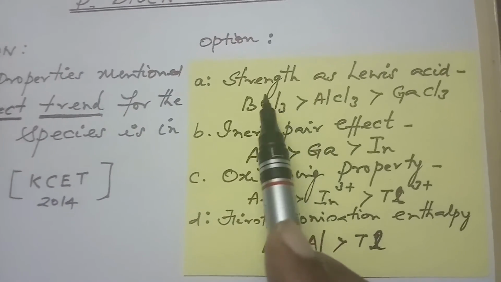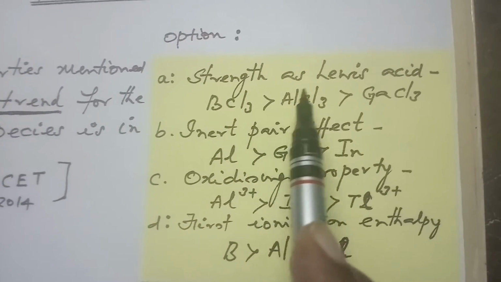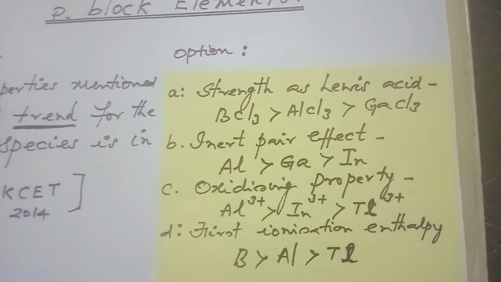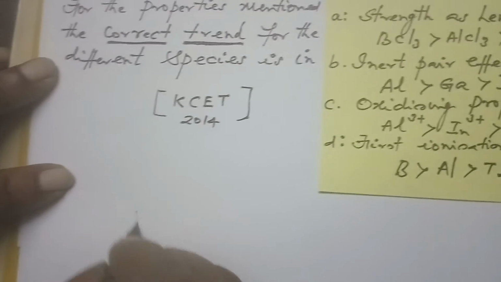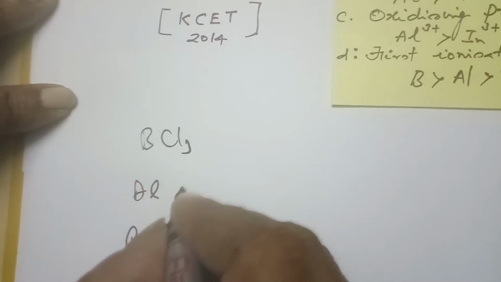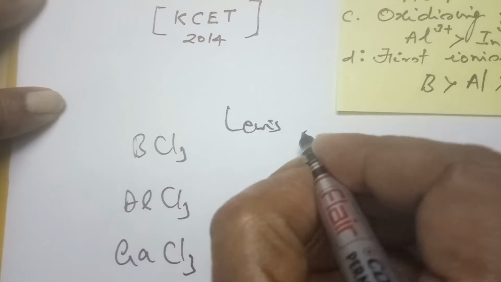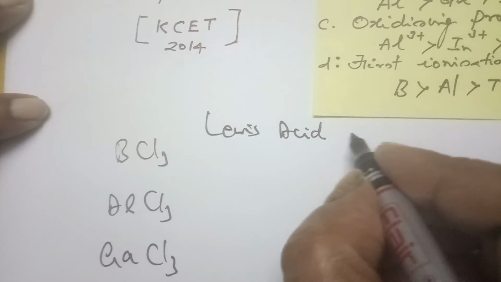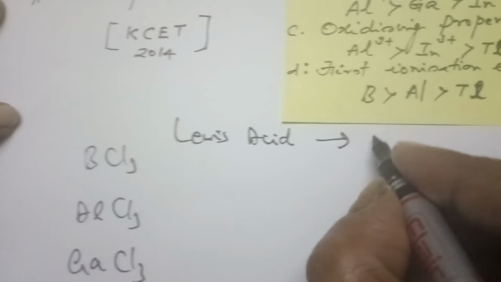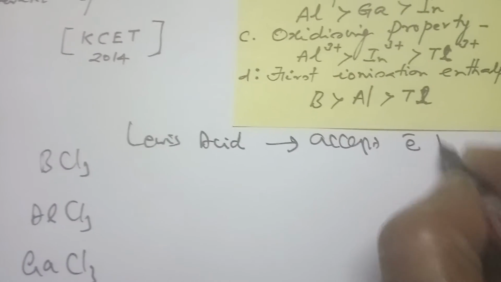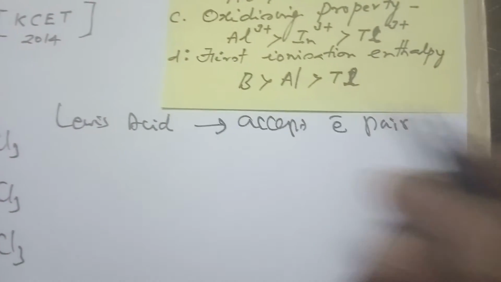The first option is the strength of Lewis acid in the trend boron, aluminium and gallium. For this, let us write the explanation. Here everything is in the form of halides. They are asking about the Lewis acid. First, what is the meaning of Lewis acid? It is an acceptor of electrons. One that accepts an electron pair is called a Lewis acid.